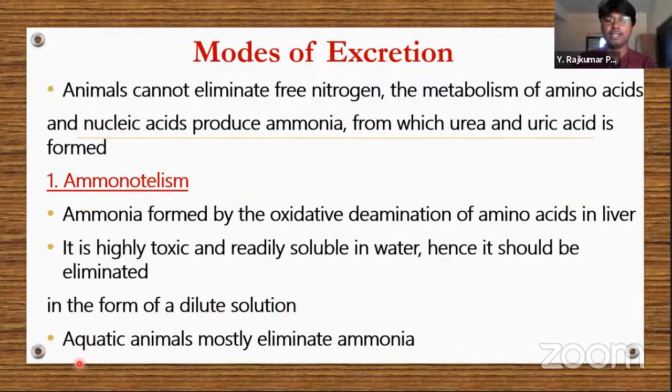Mostly ammonia is eliminated by aquatic animals, because for the elimination of ammonia, we require a lot of water. Since aquatic animals' habitat is water, they have plenty of water available. So that's why the aquatic animals do not convert ammonia into another form. They eliminate ammonia as it is in the water.